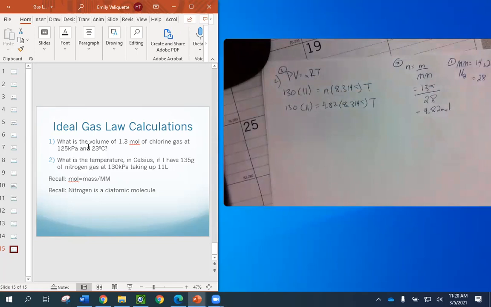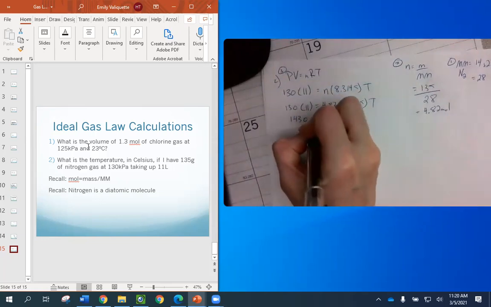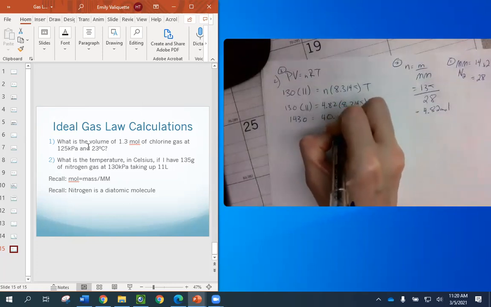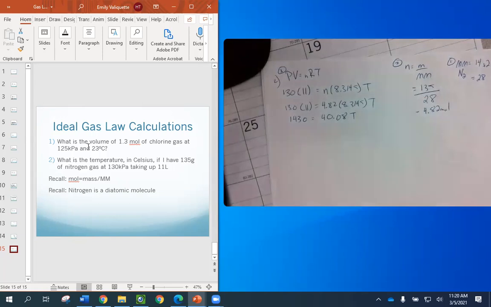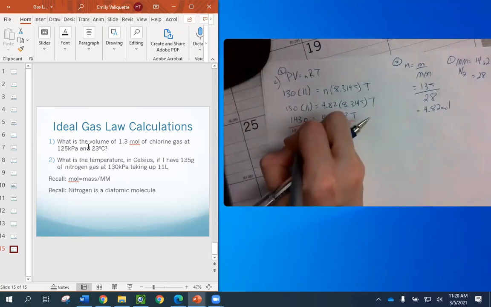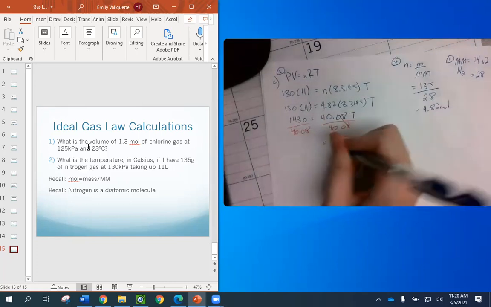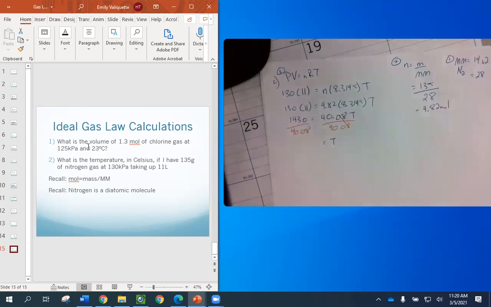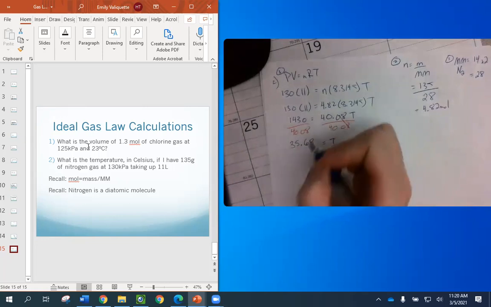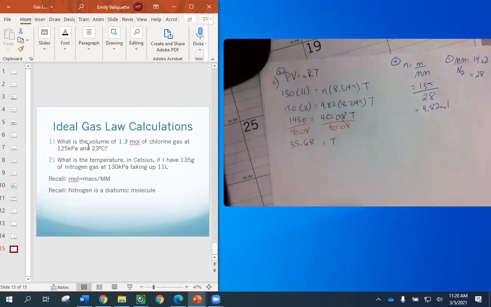So 130 times 11 is 1430. 4.82 times 8.3145 is about 40.08. And then to isolate my temperature, I just divide by 40.08 on both sides. 1430 divided by 40.08, and I get 35.68 as my temperature, which of course is going to be in Kelvin. Temperature is always Kelvin, not degrees Celsius.